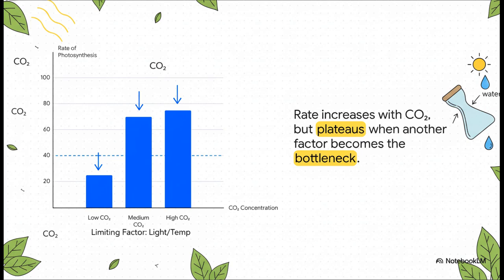As you increase the CO2 concentration, the rate goes up, and then boom, it plateaus again. Once the plant has plenty of carbon dioxide, another factor, like maybe the light intensity this time, becomes the new bottleneck. Being able to explain why these graphs flatten out is a really key skill for your exam.